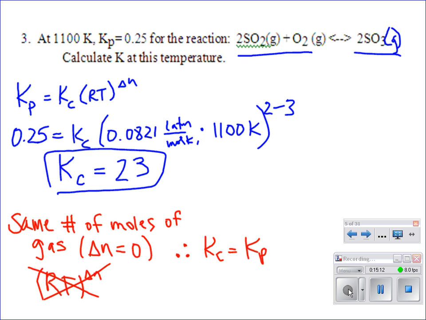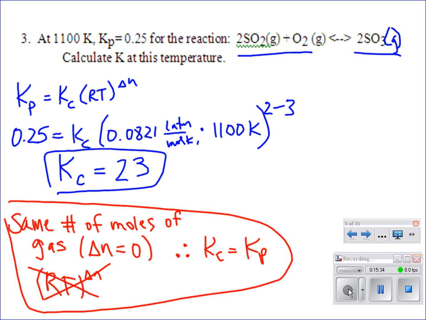So this is the trick to this. I really need you to check that delta n first before you do any work, because if a problem like this were to show up in the non-calculator section, you might panic and go, oh, I can't do politically correct. I don't have my calculator. I bet you $1 million delta n is 0, and you can do it. So always check that delta n before you actually start your work. Because if you see that that's 0, you can just immediately, without even plugging anything in, say there's no change of moles of gas, therefore Kp equals Kc. Got it?